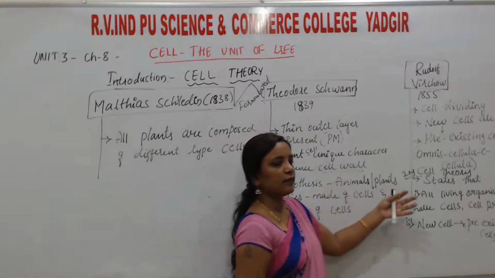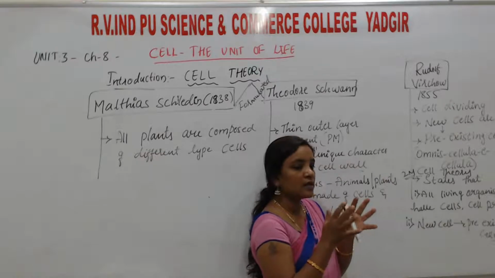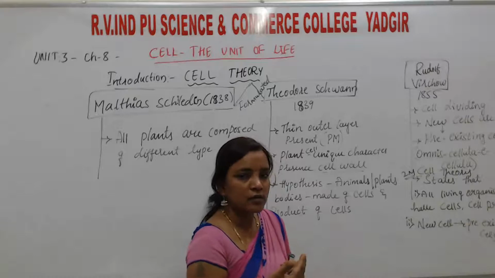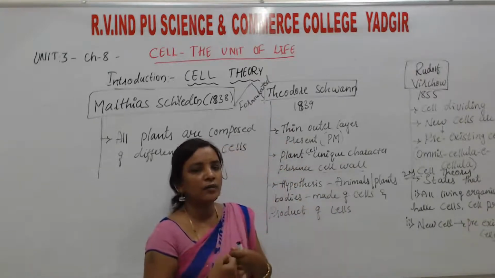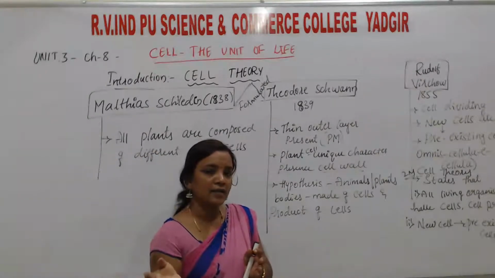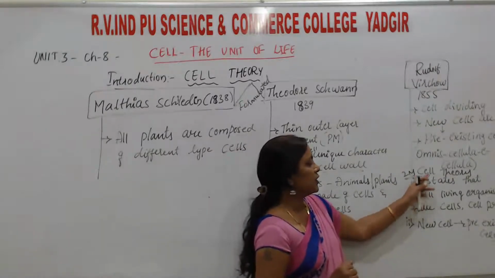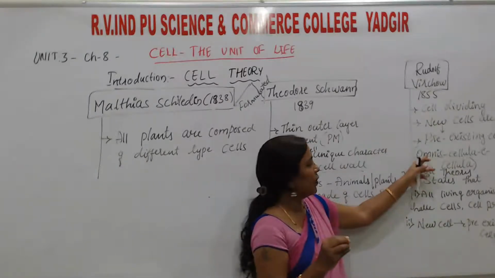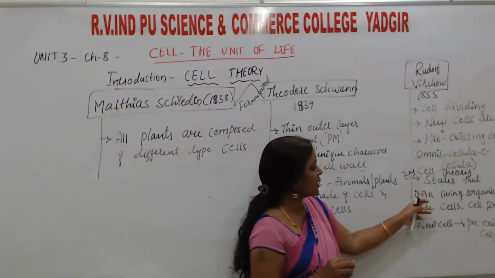Again, Rudolf Virchow in 1855 said that cells are not only present in the body, they are capable of dividing, and new cells are formed from the already existing cells. That is, pre-existing cells will give birth to new cells. This formation of new cells we term omnis cellula e cellula, according to the cell theory.